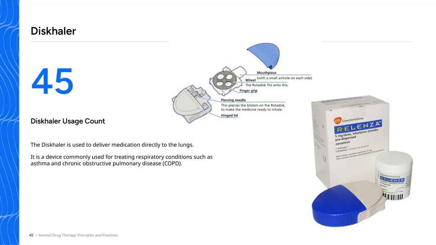The FlexHaler is a device designed to deliver medication directly to the lungs, making it an effective tool for respiratory care. It's commonly used for conditions like asthma and COPD, where targeted delivery to the lungs is crucial for managing symptoms and improving breathing. When using the FlexHaler, proper technique ensures the medication reaches the lungs effectively. By understanding how to use this device correctly, we can optimize treatment outcomes and help patients breathe easier. This fits into the overall theme of aerosol drug therapy, emphasizing the importance of precise delivery methods for respiratory health.